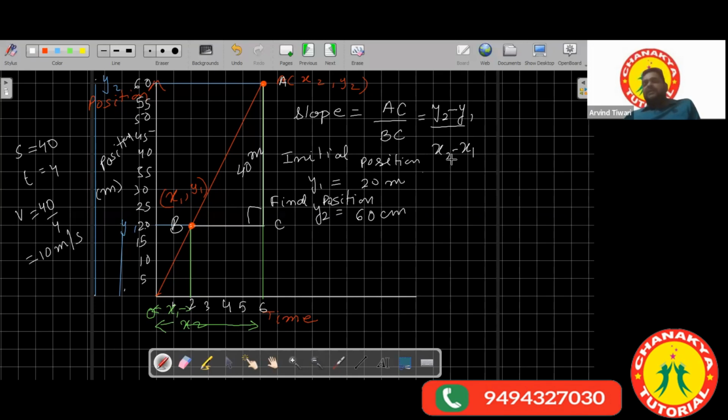Now, if I obtain the same thing here using this formula of slope, I get y2 minus y1, that is, I get the slope as 60 minus 20 divided by x2 minus x1. The value of x2 is 6 and x1 is 2, so 6 minus 2. So am I still getting 10 meter per second?